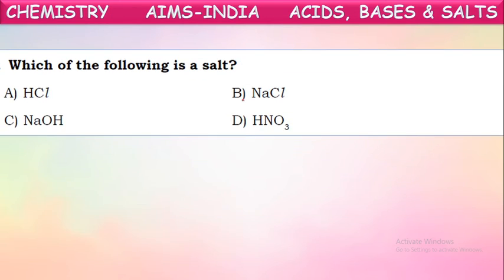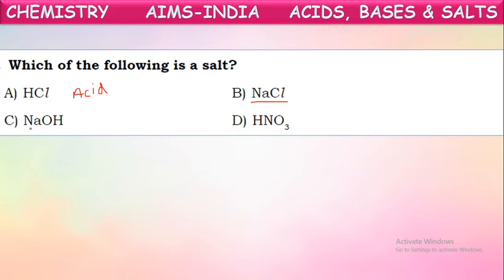Okay. Next one. Which of the following is a salt? Is HCl a salt? No, it is an acid. HCl is one of the strong acids, and it is also an inorganic acid. What about sodium chloride? Yes, sodium chloride is one of the salts. It is formed in neutralization reactions when hydrochloric acid reacts with sodium hydroxide. They form sodium chloride, salt, and water as the products. So sodium chloride is one of the salts.